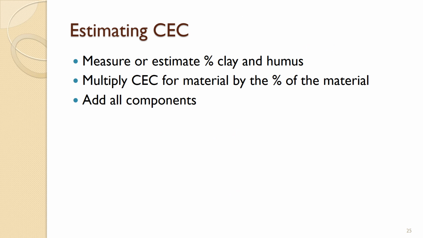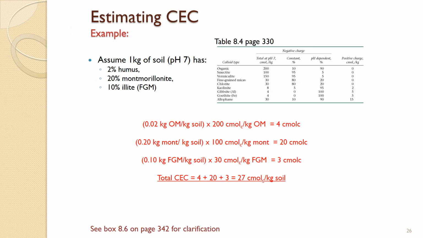So as we estimate CEC, there's a variety of ways to do it. Most people just take a sample and send it into the lab. But you could also estimate it based on the percentage of clay or humus. You could multiply the cation exchange capacity for a material by the percentage of the material and then add all the components. I'm not going to ask you to do any of this. I just want you to understand what cation exchange capacity is and why it is important.